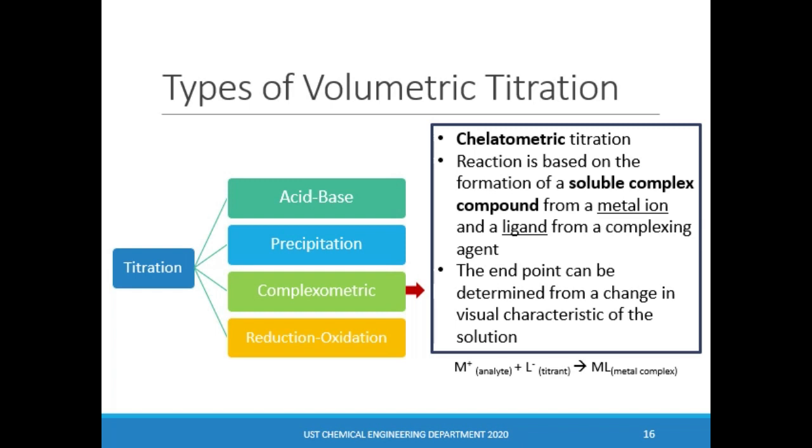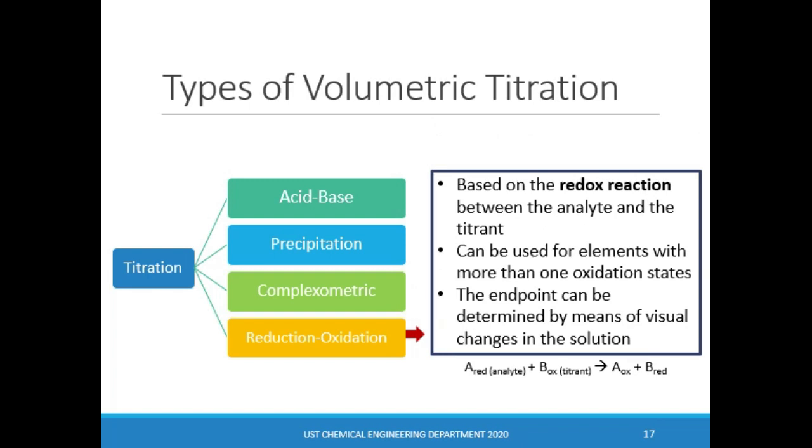Complexometric or chelatometric titrations are governed by complex formation reactions between a metal ion and a ligand from a complexing agent. This is usually done to detect metal concentrations in the solution. A primary standard commonly used for this type of titration is ethylenediaminetetraacetic acid or EDTA. Finally, we have redox titration, which is usually applied for elements with more than one oxidation state and undergoes reduction-oxidation reactions.